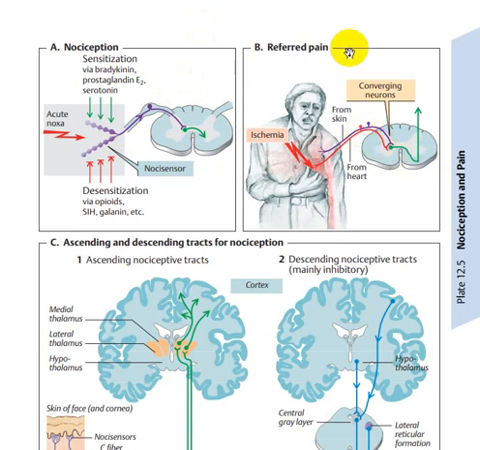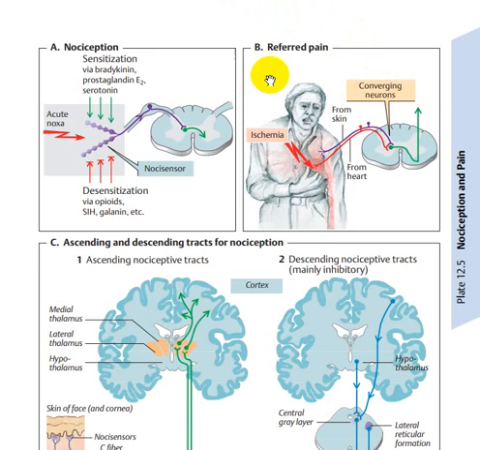So now we are going to explain what referred pain is. A referred pain is a pain which has an initial location, but is referred to another location. Example: in case of heart ischemia, you have a referred pain to the lower part of your left hand. The question is, why does it happen as such?